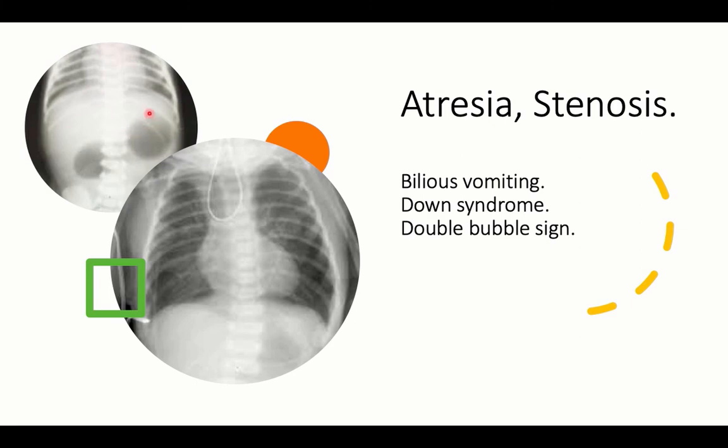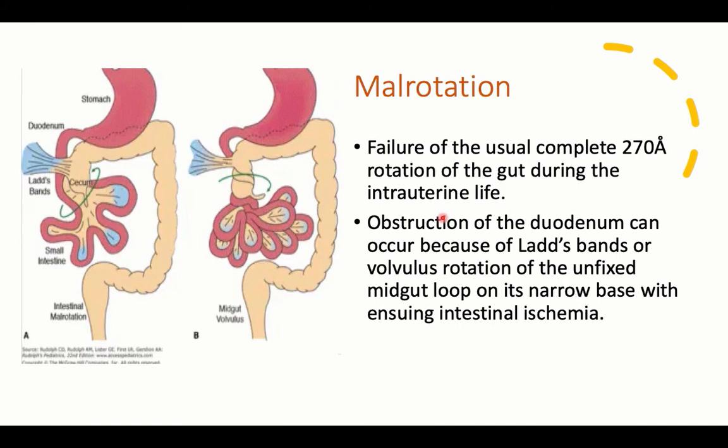Don't miss it. In these cases with atresia that is distal to the insertion of the ampulla of Vater in the second part of the duodenum, the infant will present with delayed vomiting, after feeding, and this vomiting will be bilious, bile stained. This is very important. Down syndrome is usually associated with risk for esophageal and duodenal atresia.